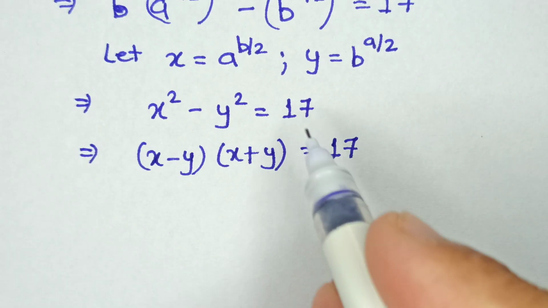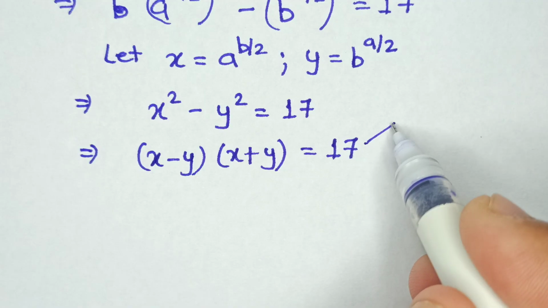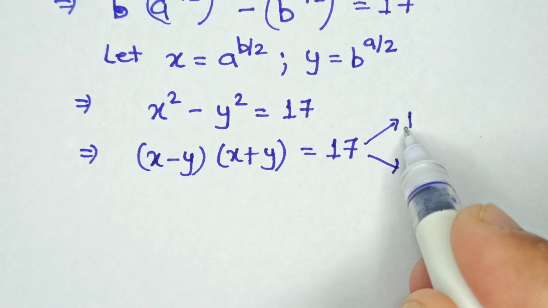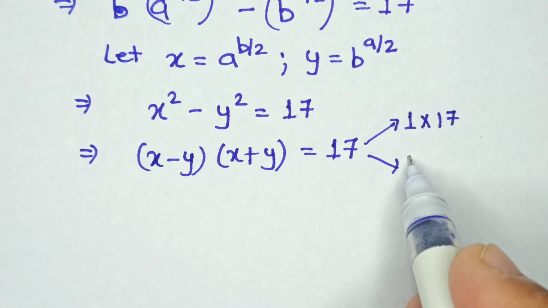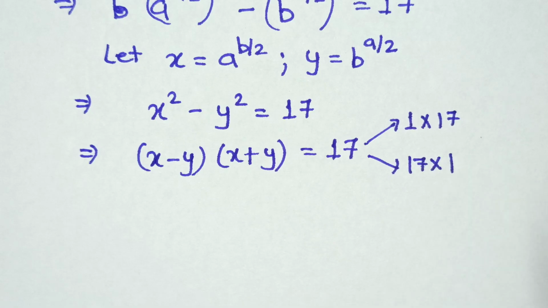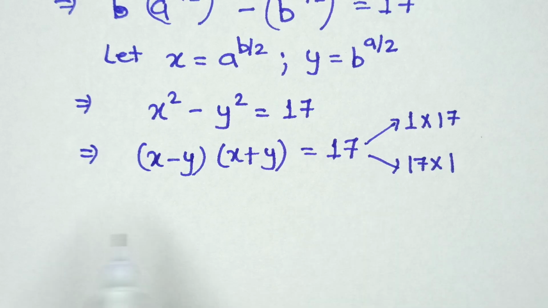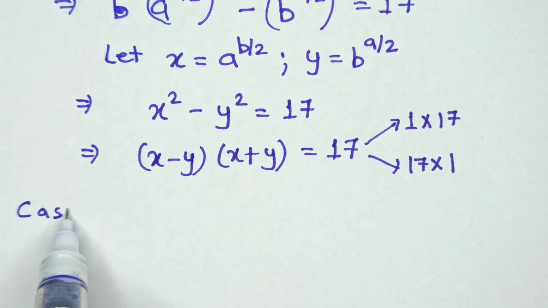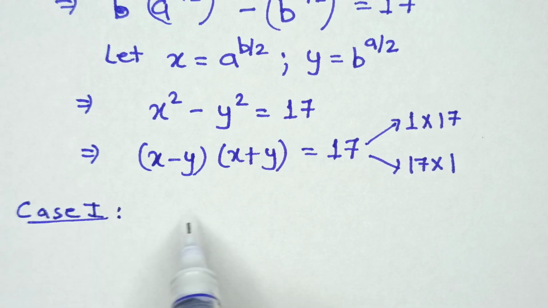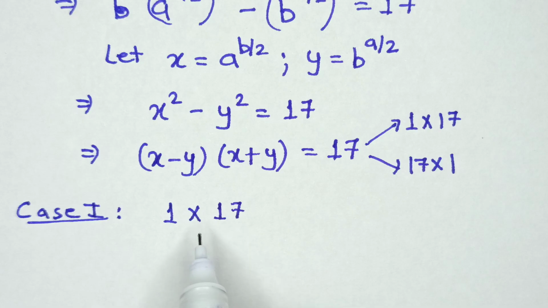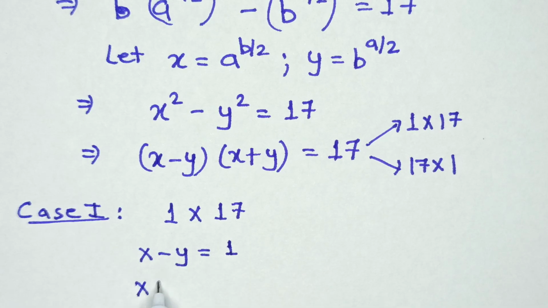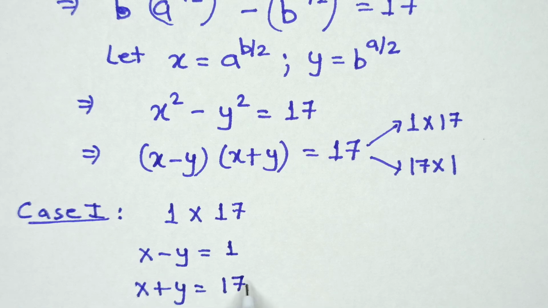Now if you notice, 17 being a prime number can have two variations. The first one is 1 multiplied by 17 and the second one is 17 multiplied by 1. So it can take both the values over here. Let us take the first case, case number 1, where the pair is 1 multiplied by 17. So we can say that the value of x minus y is 1 and the value of x plus y is 17.